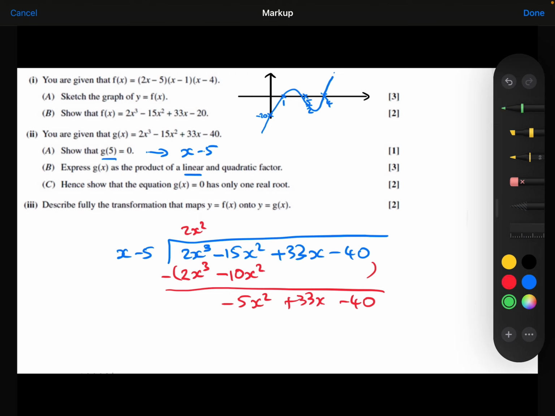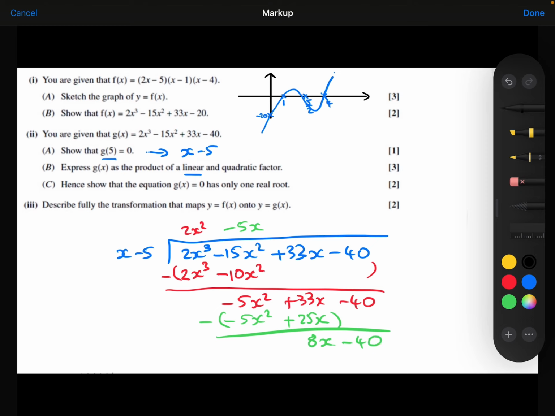Then we repeat the process. The x into the minus 5x squared goes minus 5x times. And then we multiply back out. So the minus 5 times the x is minus 5x squared. The minus 5x times the minus 5 is plus 25x. And we take that away. The minus 5x squared minus 5x squared is 0. The 33x take away the 25x is 8x.